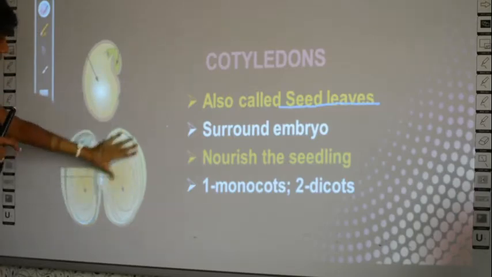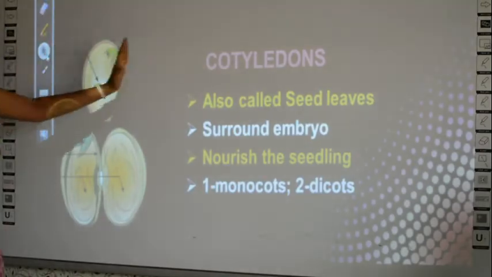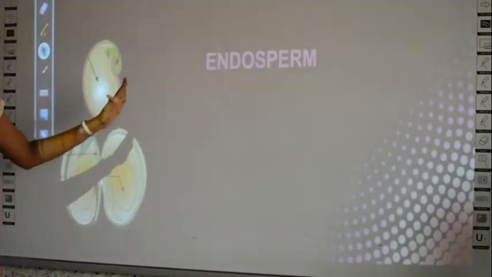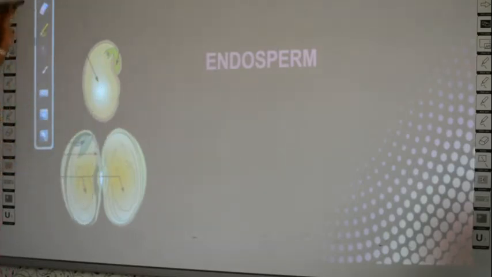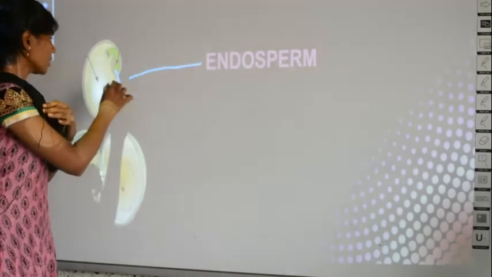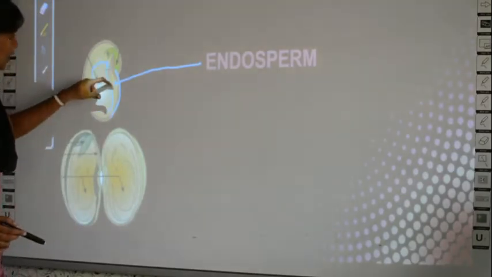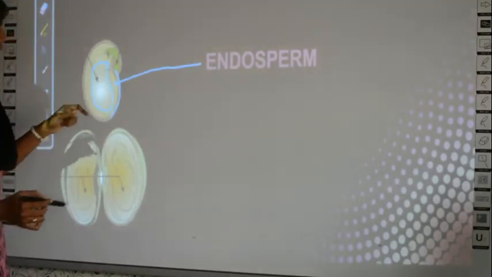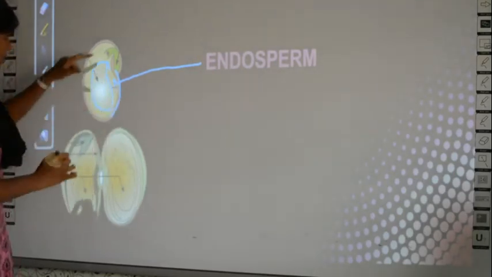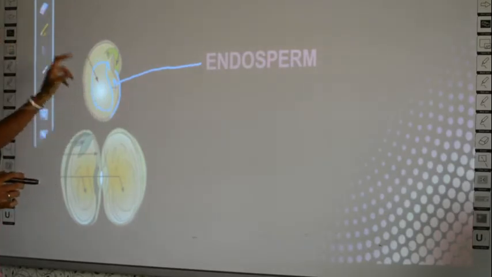The last portion is the endosperm. We have studied already that the endosperm is a region just below the seed coat. If you have the seed coat as the outer covering, the endosperm is the portion immediately inside. Can you see this region separated? This darker yellow color region is the endosperm. This is the seed coat, this is the endosperm.